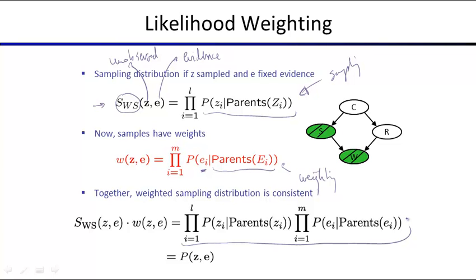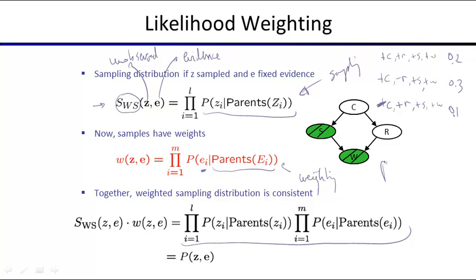Actually, we didn't do an example, but for example, what you would have is you might have plus C, plus R, plus S, plus W, maybe with a weight of 0.2. You'd have plus C, minus R, plus S, plus W, maybe with a weight of 0.3. And then maybe minus C this time, plus R, plus S, plus W, maybe a weight of 0.1.